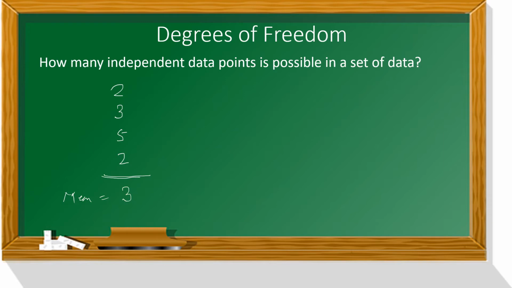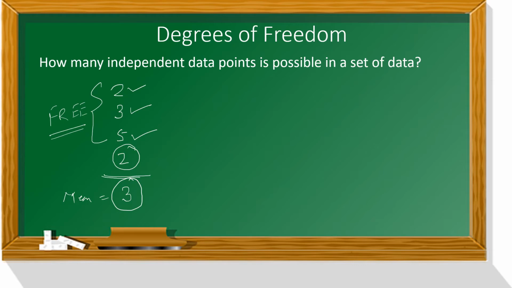Now given the mean, how many independent observations can we take in this data set? Given the mean, the first observation can be anything, the second observation can also take any value, and the third observation can also take any value. But the fourth observation cannot take any value, because we know the mean. If we know the mean and the three observations, the fourth observation can be easily found out. So in this case, these 3 observations are free to take any value. These are free. This is what precisely your degree of freedom is.